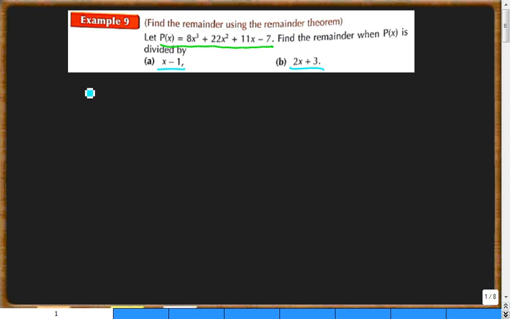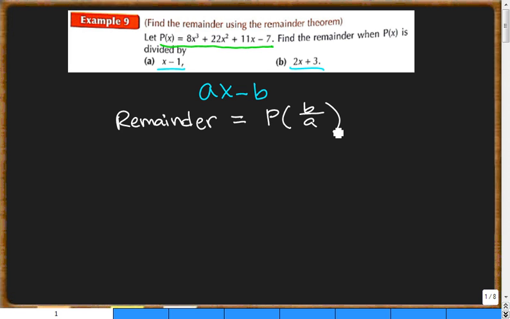Well, our divisor needs to be in the form of ax minus b, and it basically says that our remainder, again, is going to equal p of b over a when we go into this form. So let's look at part A.